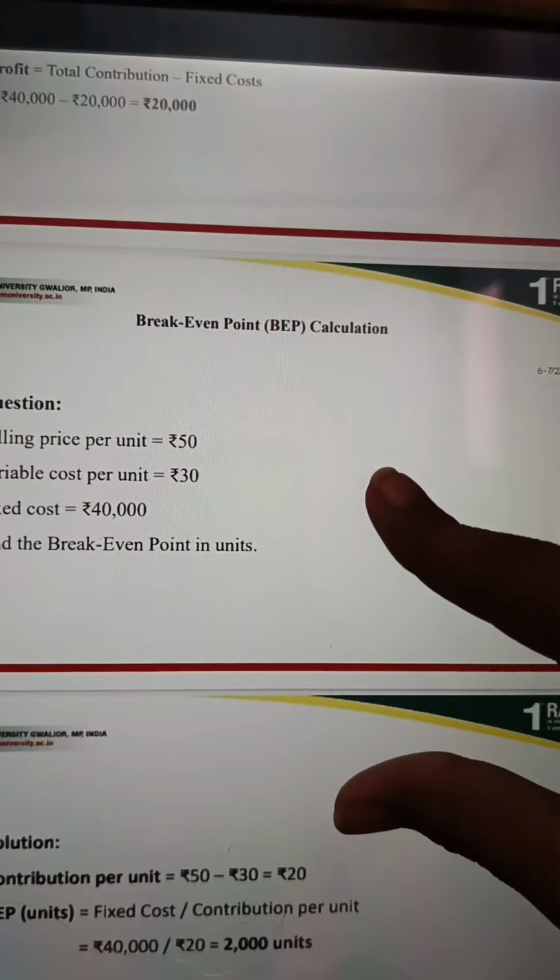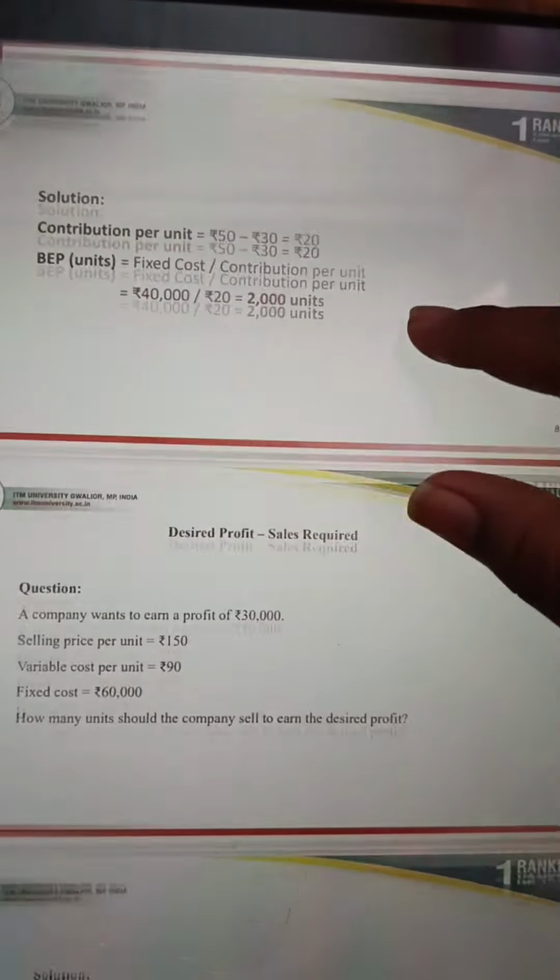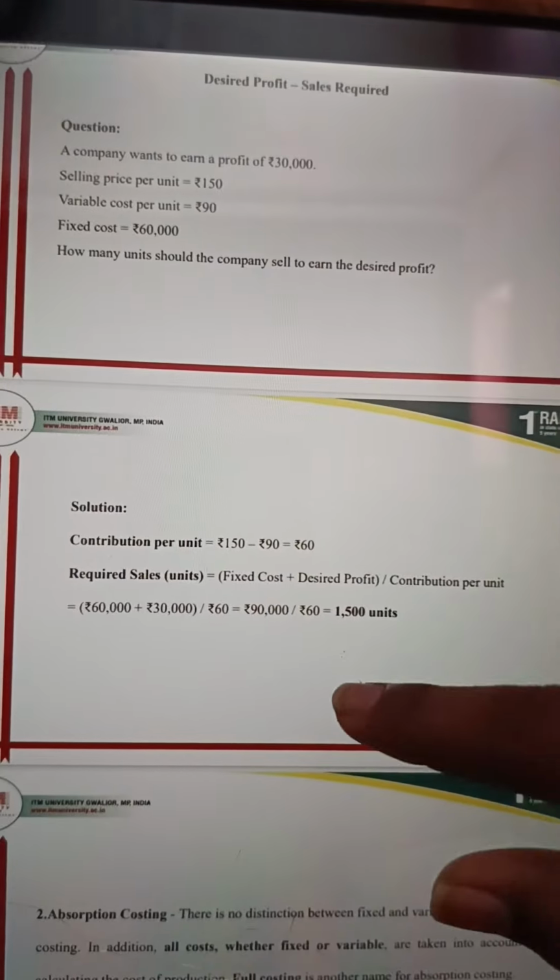And next is break even point calculation. Just learn what break even point is. And next is desired profit sales required. This is the example numerical of that marginal costing, so you don't have to focus on that.